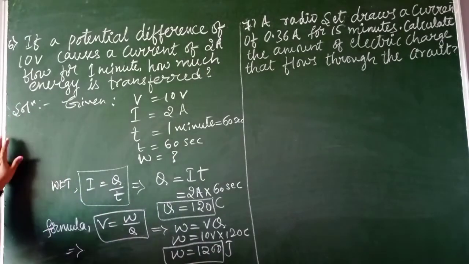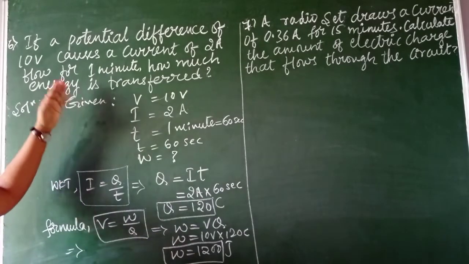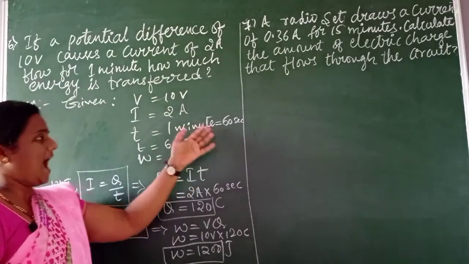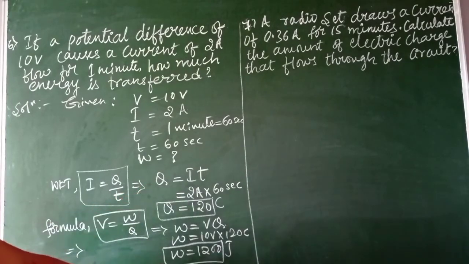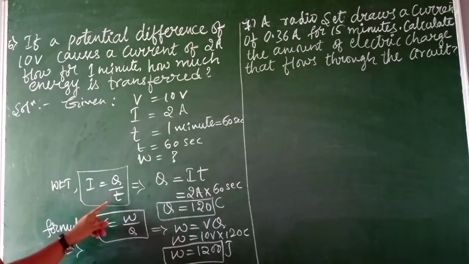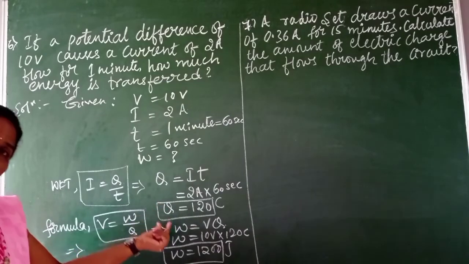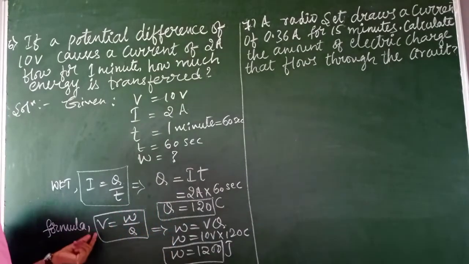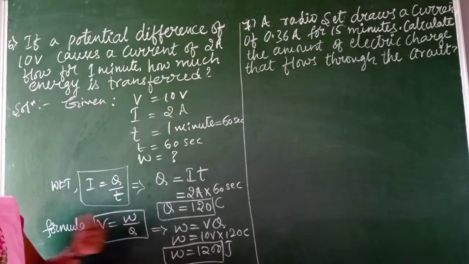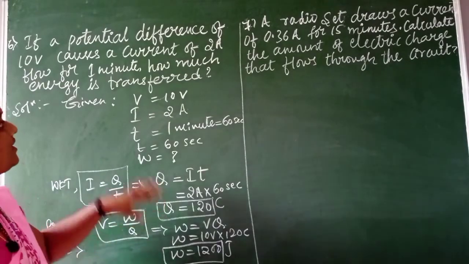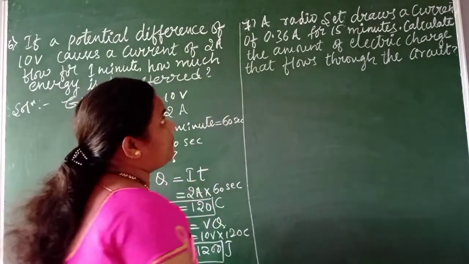Got it, children? So, in this problem, what have we solved, and how have we solved it? First, we collected the given data; it was given in minutes, so we converted it into seconds. After that, we want to know the charge value, because only with the charge can we calculate the work done. So, I is equal to Q divided by T. Based upon this formula, we can get the Q value. Now, after obtaining this Q value, we substitute in the potential difference formula, that is, V is equal to W divided by Q. Then we will get W as the work done or energy transferred. Got it, children? Okay.